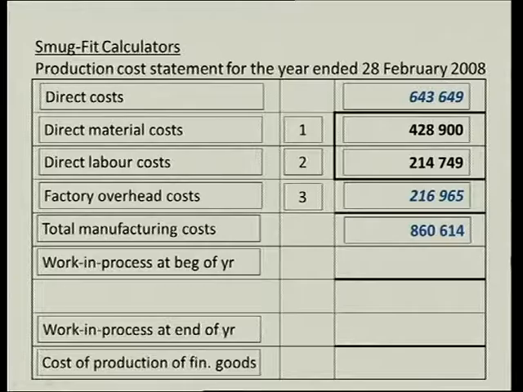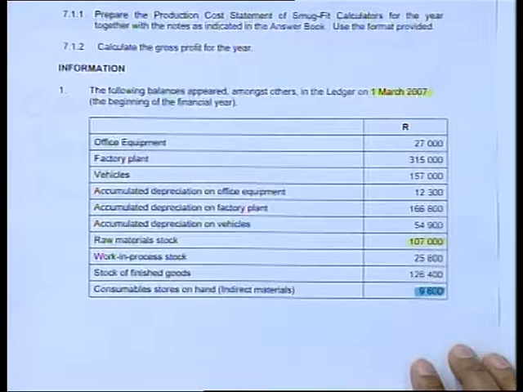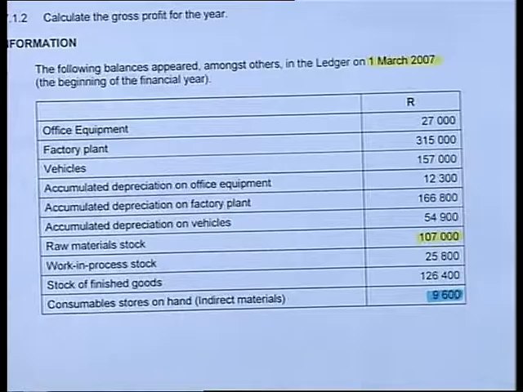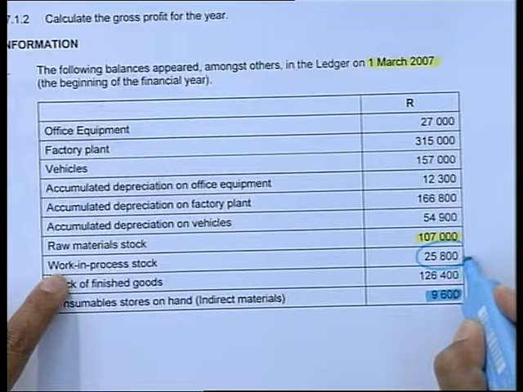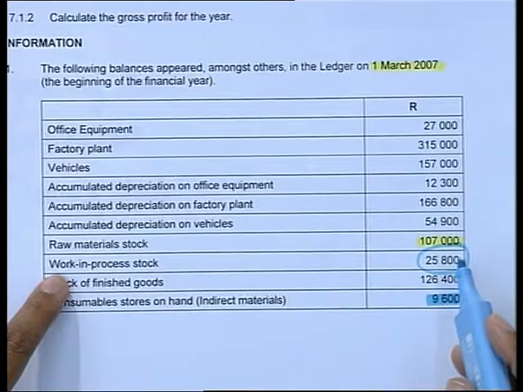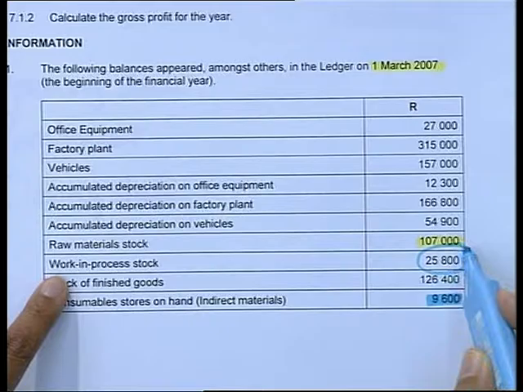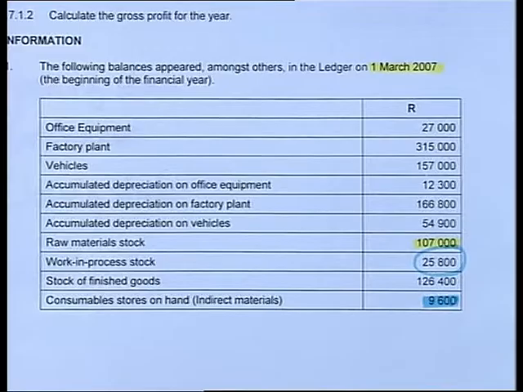Now you go to your balances. Okay, so if we can just put this up again. There we have our balances. We now need our work in progress or work in process at the beginning of the year, and we're going to put that amount in. You see, knowing the format of your production cost statement also saves a lot of time. So you're putting in that amount, work in process at the beginning of the year. You're going to put that in. Okay, we're on page 52.